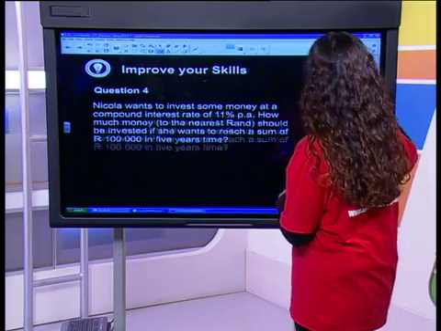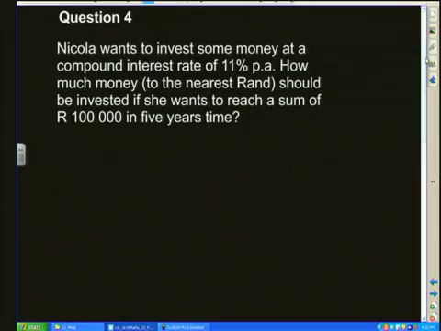So still dealing with compound interest. Here we are told that Nicola wants to invest some money, obviously some money, we don't know how much, at a compound interest rate of 11% per annum. How much money to the nearest Rand should be invested if she wants to reach a sum of 100,000 Rand in 5 years' time? So what do we have? We know that A, the final amount that she wants to get at the end of the period, is 100,000.